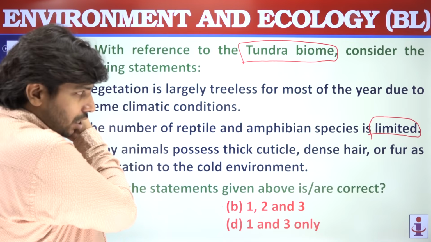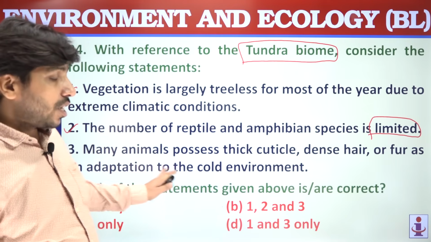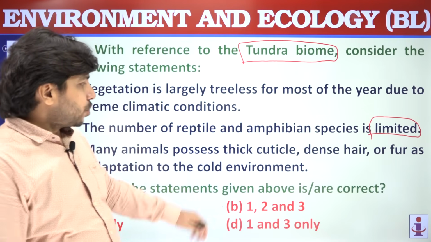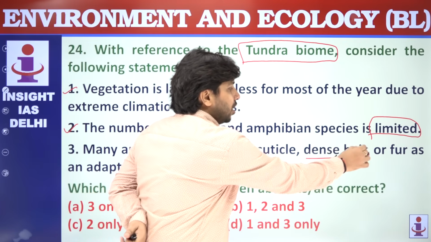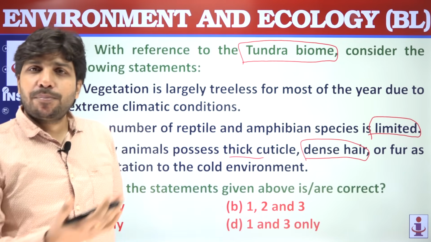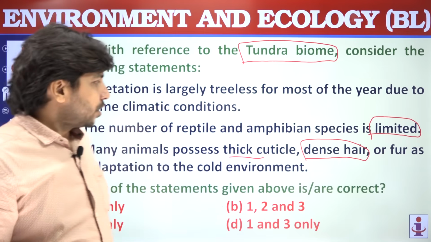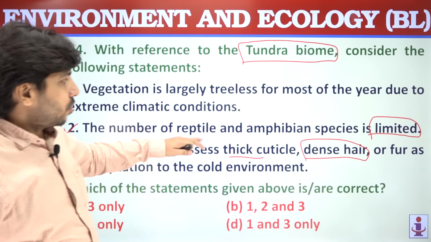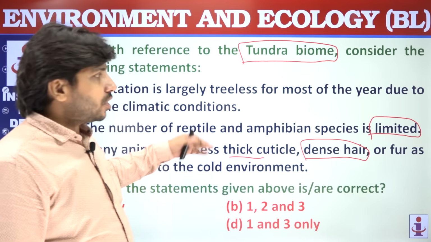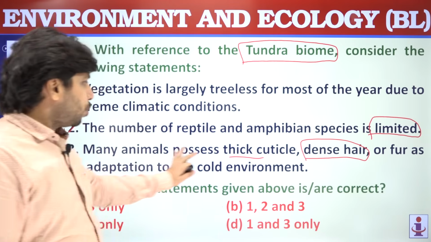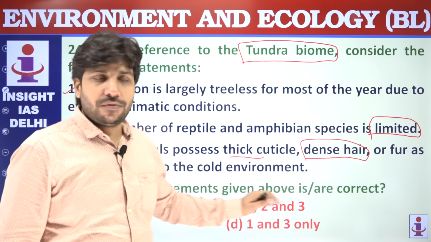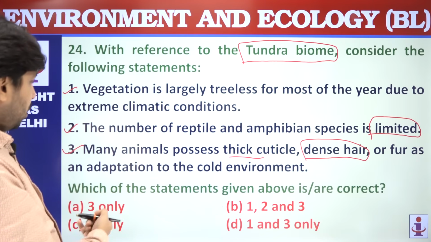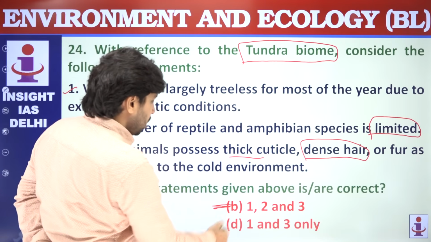Now, a while ago we studied adaptations. So if in the tundra biome certain animals possess thick cuticle or dense hair, don't you think this is also an example of adaptation? Obviously, yes. The animals have adapted themselves to the tundra biome. This question is not about adaptation, but I am just demonstrating that an example of adaptation is given here too. So statement 3 is also correct. In terms of the tundra biome, all three are correct. Option B will be your correct answer.